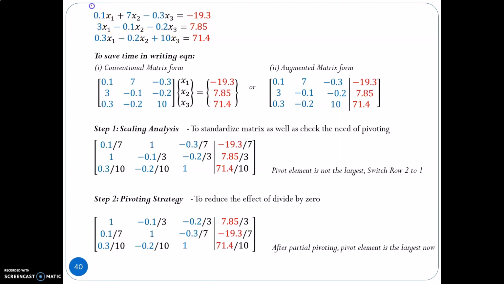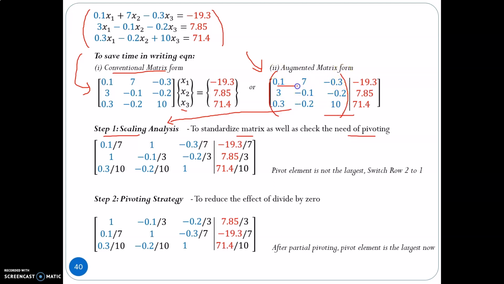This is an example of solving multiple equations by using the recommended strategy. Instead of writing it in the conventional matrix format, since x1, x2, x3 remain in all the calculations, we can use the augmented matrix format to save time writing x1, x2, x3. In step 1, we perform the scaling analysis to standardize the matrix, as well as check the need for pivoting. To perform the scaling, we only check the right hand side, which is the system matrix.